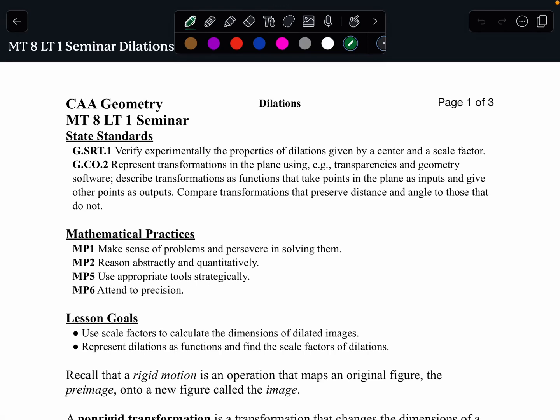Let's take a look at your MT8 LT1 seminar. What we're going to be looking at in this unit is similarity. We've done our transformations. Now we're going to look at transformations where it's bigger or smaller. We're going to look today at dilations and scale factors. We're going to look at what a scale factor is, and we're going to represent dilations as functions and find the scale factors of dilations.